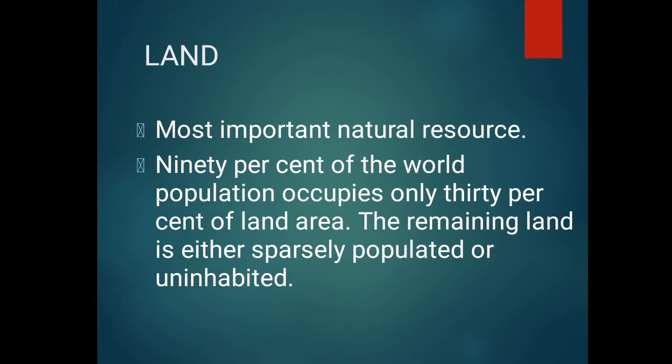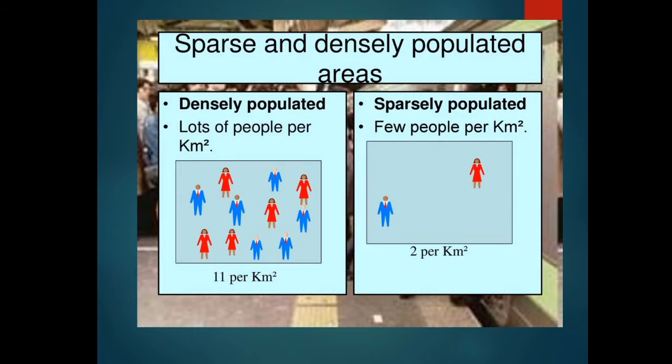Now immediately you will get a doubt. What is sparsely populated? Sparsely populated means we find only a small population there, with people here and there. Now look at this picture. Densely populated means more population, lots of people in a particular place. Sparsely populated means few people. Look at the first part: 11 people per square kilometer, and the second part: 2 people per square kilometer. This is the difference between sparsely and densely populated. And uninhabited means no people at all.